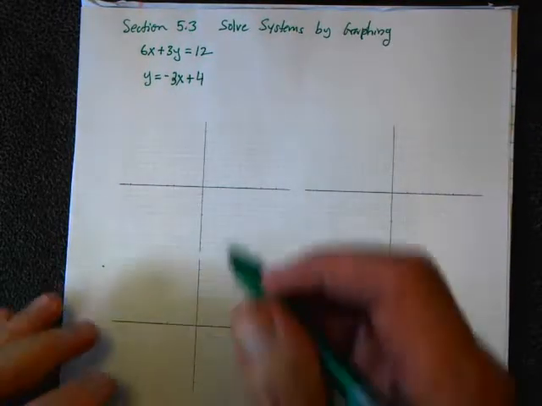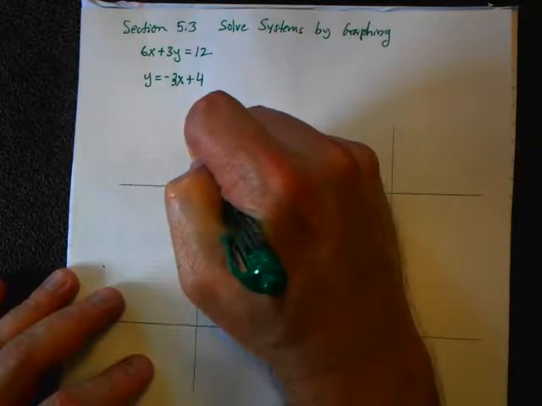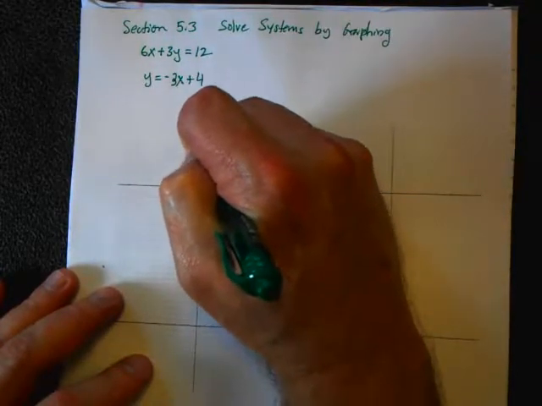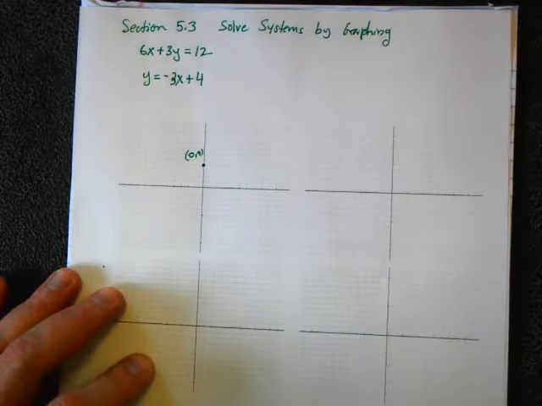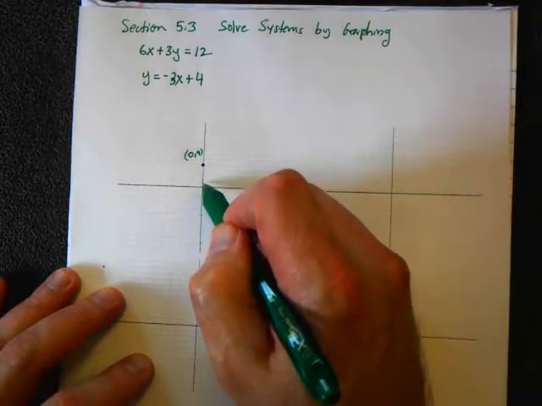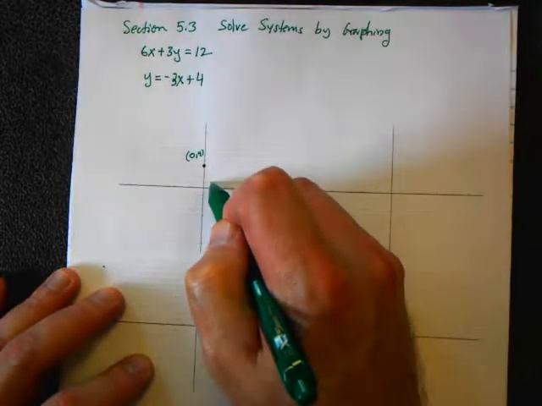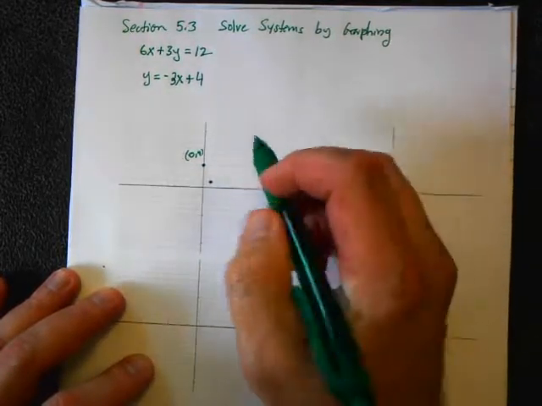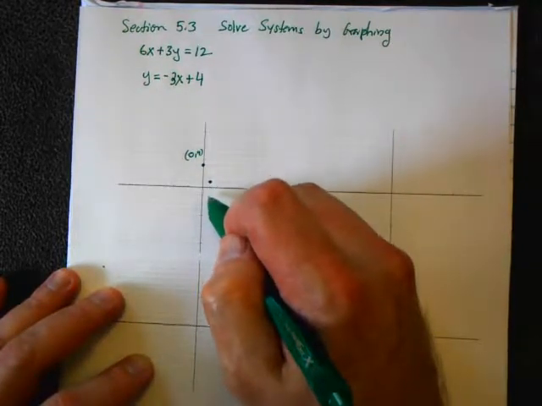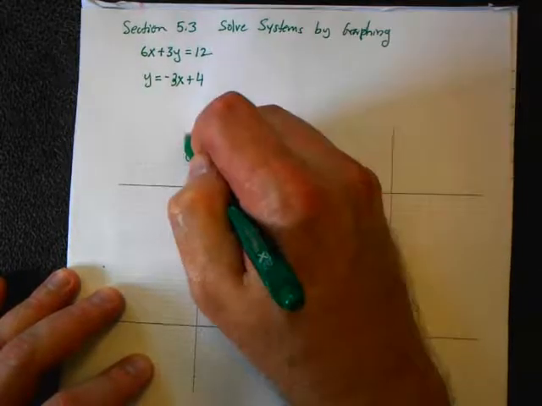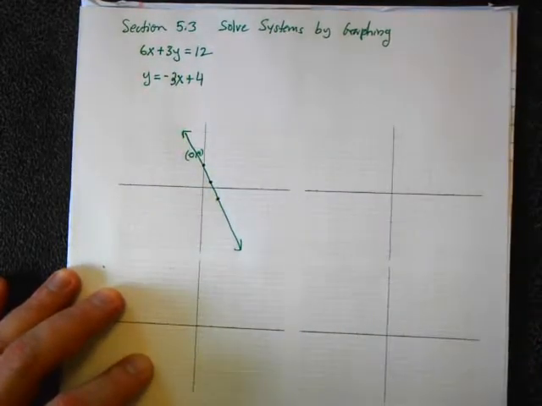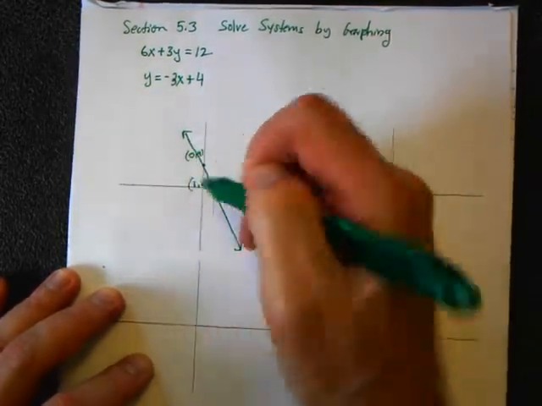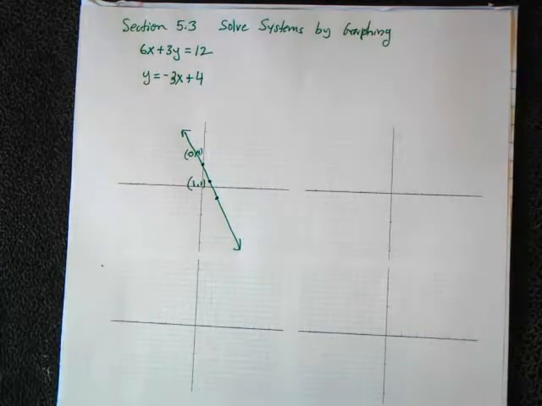I start at (0, 4), and I make sure I label my axis here, (0, 4). And then I go down 3, to the right one. And then I could do it again, go down 3, to the right one. I'm going to label one more of these points. This one has the point (1, 1). All right, now the first line.